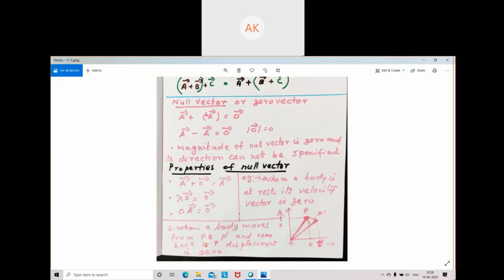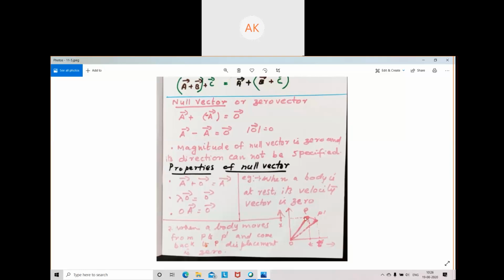Here is another example. You can see a figure with the x-axis and the y-axis. Here position is taken, and here time is taken. It is a position-time graph. Consider a body at P. Initially the body is at P and it moves to P dash. Then after reaching P dash, it returns to P. So the body first moved from P to P dash and then back to P.